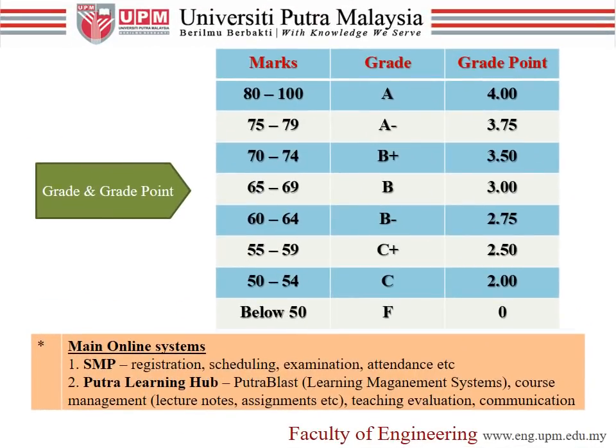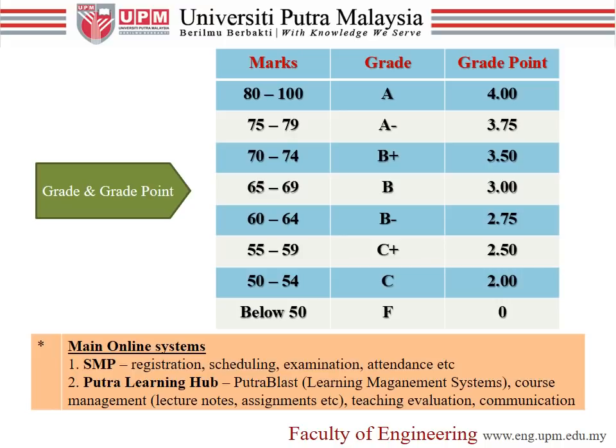So these are the grade and grade points that we use at the university. You can have a look here. The grade is based on the CGPA system, which means grade points will be given to each grade. For example, if you get A, you will get 4 points, 4.00. So if you maintain 4.00 or grade A throughout all of your courses, then you should be able to get 4 flat.